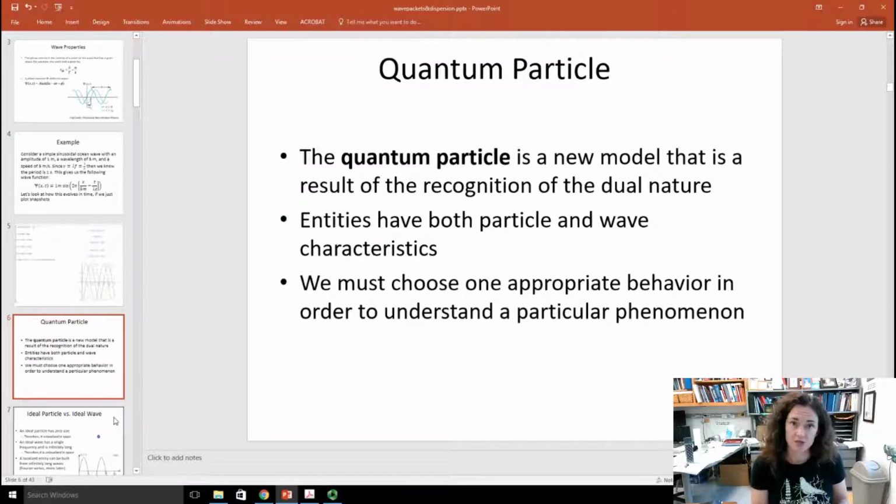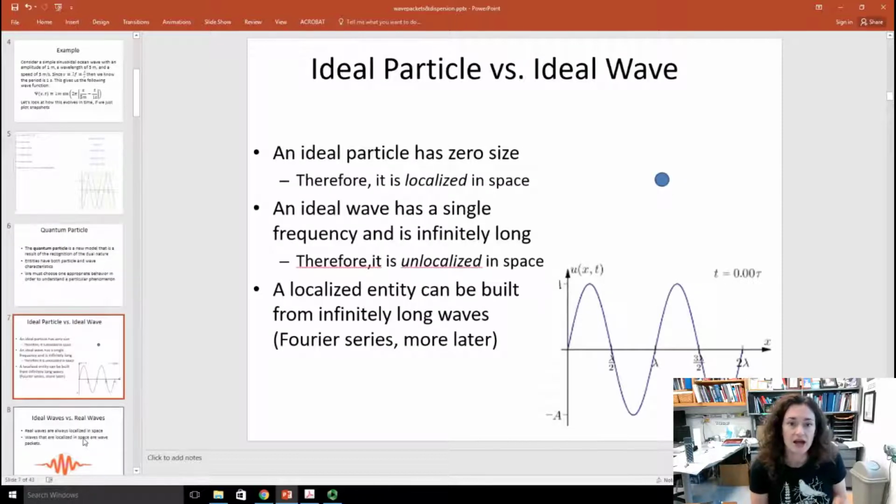So, for example, if something is diffracting, then you're going to use the wave nature to describe that. Whereas, if you have a photon interacting with a material, usually the particle model is best for that. Now, an ideal particle has zero size, so it's very localized in space. But an ideal wave is a single frequency and it's infinitely long. Our sinusoidal wave from before is a good example. Therefore, it's unlocalized in space.